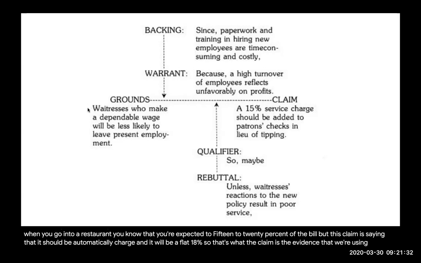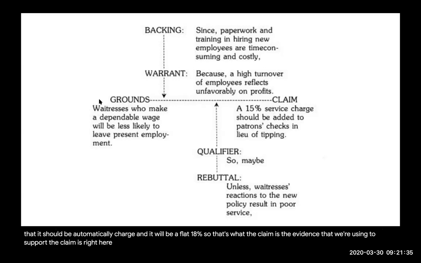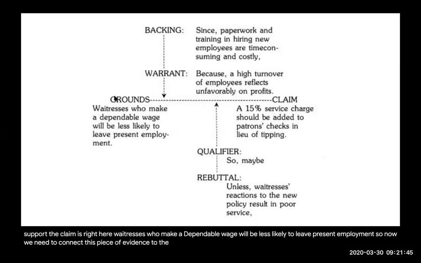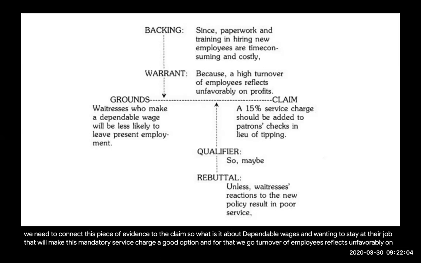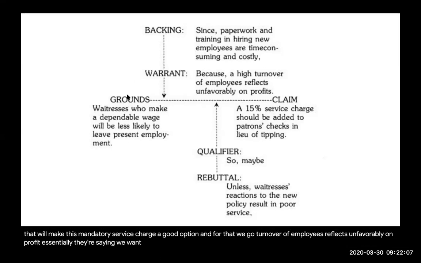The evidence that we're using to support that claim is right here. Waitresses who make a dependable wage will be less likely to leave present employment. So now we need to connect this piece of evidence to the claim. So what is it about dependable wages and wanting to stay at their job that will make this mandatory service charge a good option? And for that, we go to the warrant. Because a high turnover of employees reflects unfavorably on profits. Essentially, they're saying, we want our waitresses, we want our waiters, our servers to stick around, to not leave the jobs because it is expensive to hire new individuals.